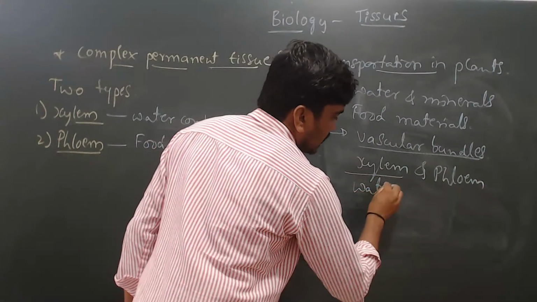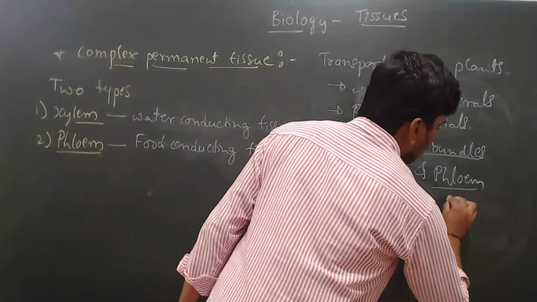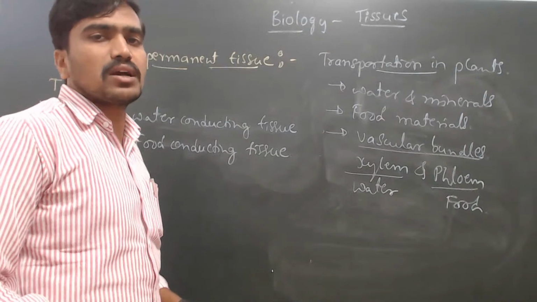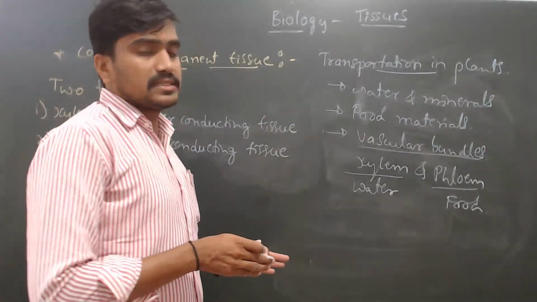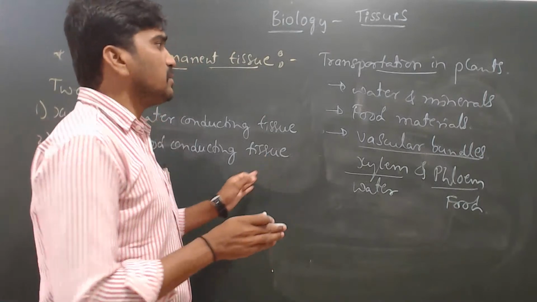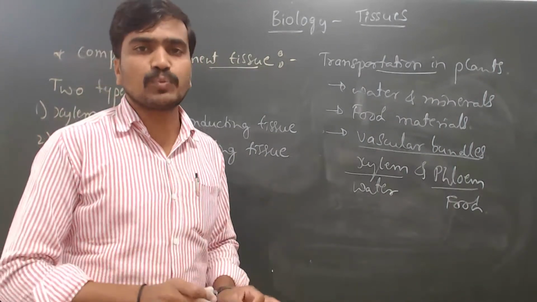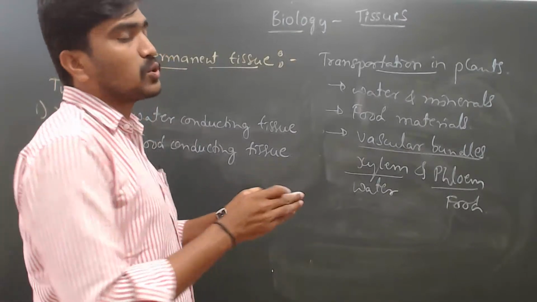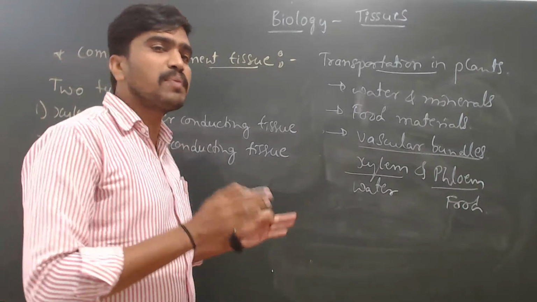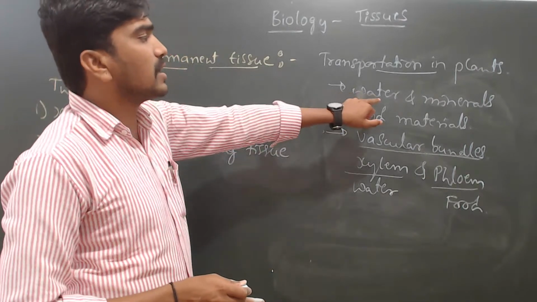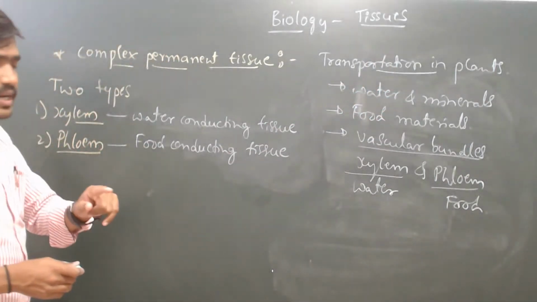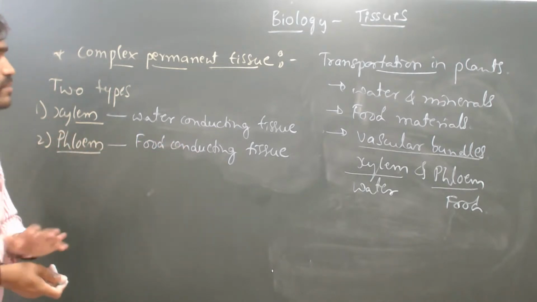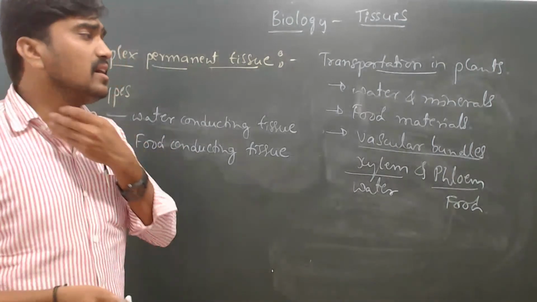Xylem is a water conducting tissue and phloem is a food conducting tissue. Suppose we ask a question: in plants, which one helps to transport water and which one helps to transport food? Water conducting tissue, which one? Xylem. Food conducting tissue? Phloem. So phloem helps to conduct the food and xylem helps to conduct the water and minerals.